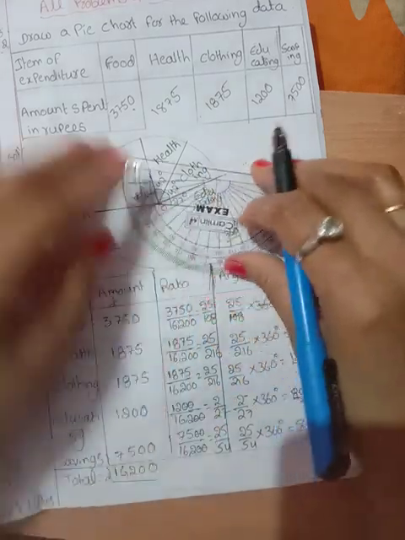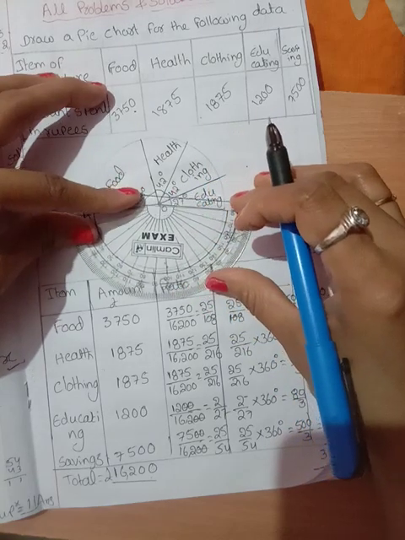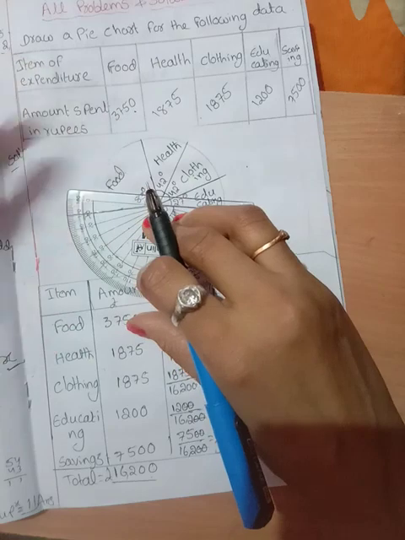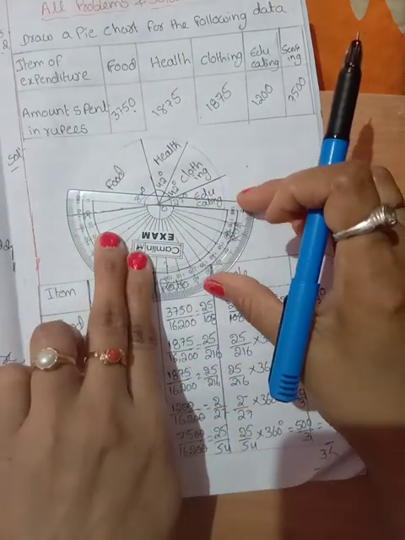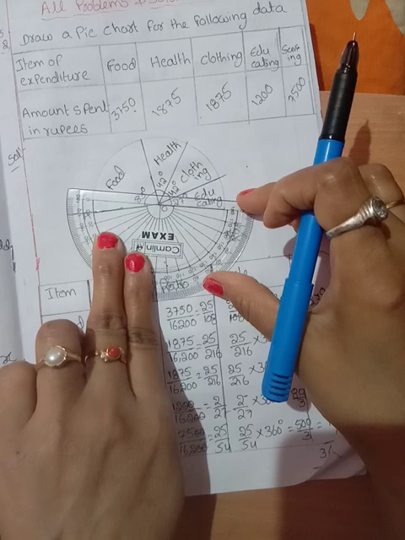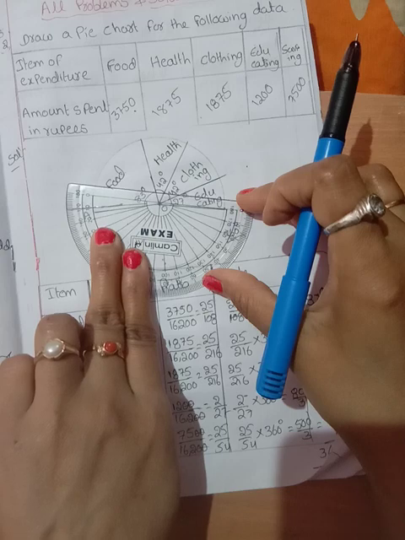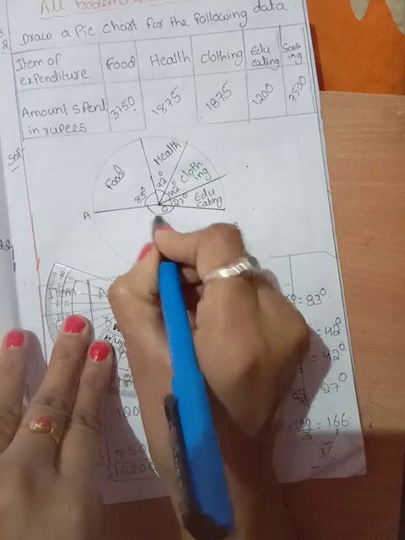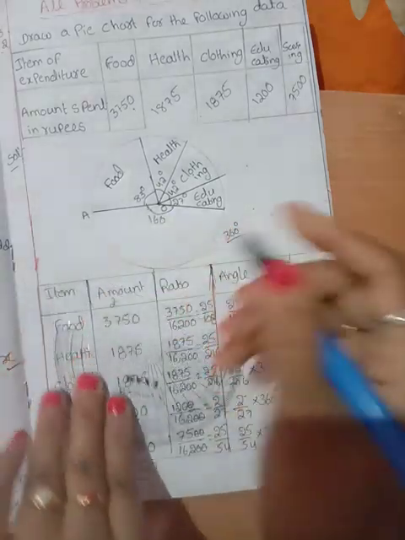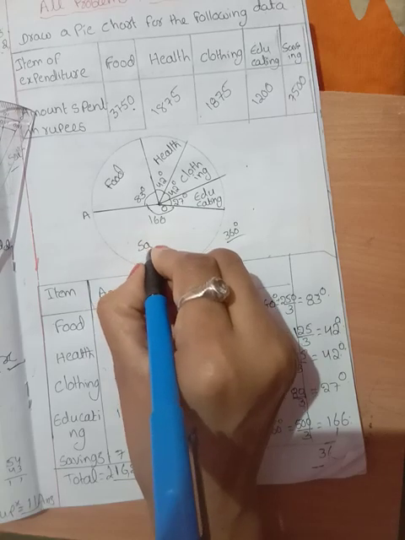Okay. Otherwise you can also use this one only. Mark this one. Yeah, here it is also 160. Okay, this angle is also 166. And that one, what's that angle? Here that item is the savings only.